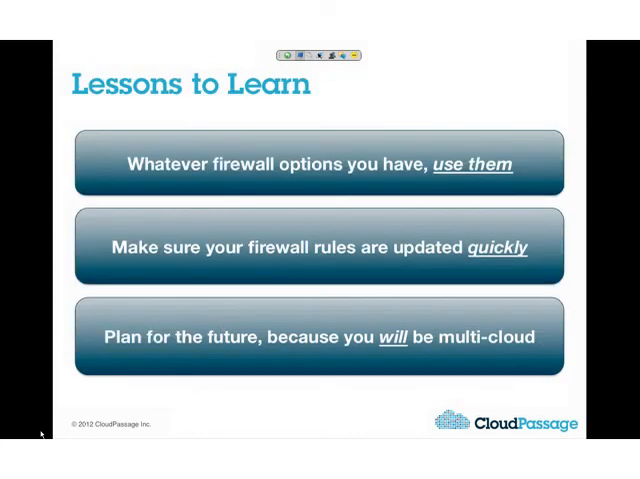So from the firewalling perspective, you really need to focus on using what other firewall options you have, make sure that they are updated very, very quickly, and plan for the future, because something I didn't get into but is important for you to consider is that eventually you will be multi-cloud. You will run in multiple cloud regions, you will run across multiple cloud providers, and you will probably also run both in public and private clouds, and you need to connect those. So whatever you're going to do to solve these problems, make sure that it supports all these different models.